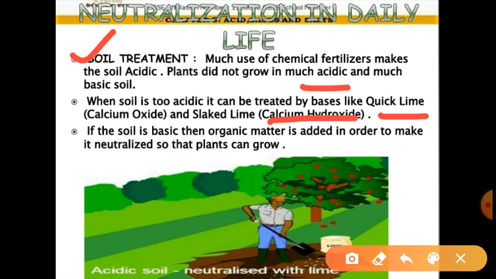Both quicklime and slaked lime act as bases, and they will neutralize the acids present in the soil, and the soil becomes neutral. But if the soil is basic in nature, then we do not use acid directly. We use organic matter which contains acid, or on further degradation this organic matter releases acid in the soil, and slowly the soil becomes neutral.